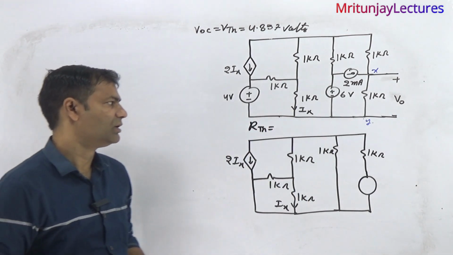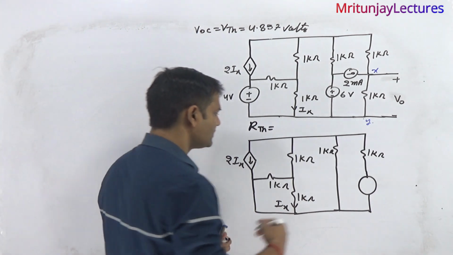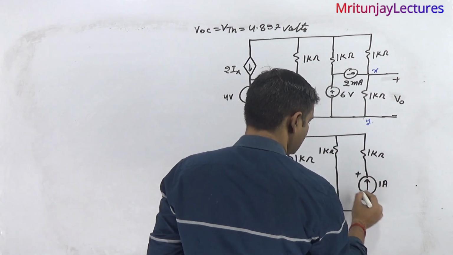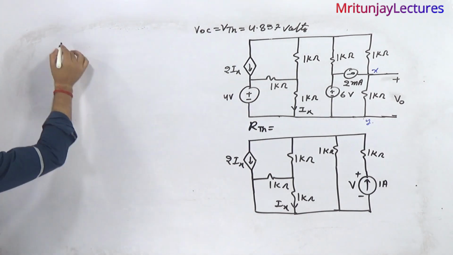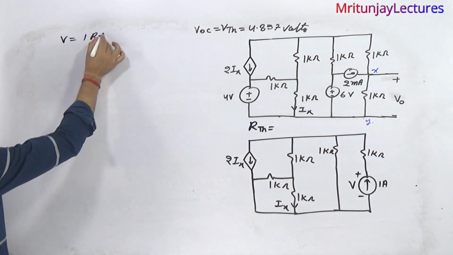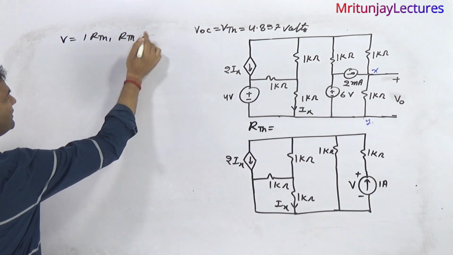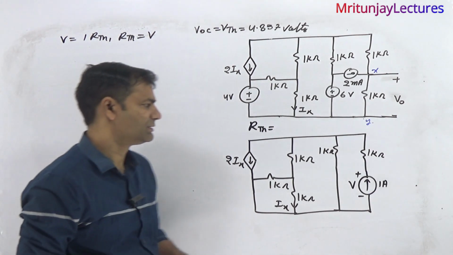So we have taken a 1 volt voltage source or 1 ampere current source. If you consider a 1 ampere current source, then what about voltage V? Our focus is V equal to 1 into RTH. So basically our motto, RTH is nothing but V. If you determine V, then we get RTH.